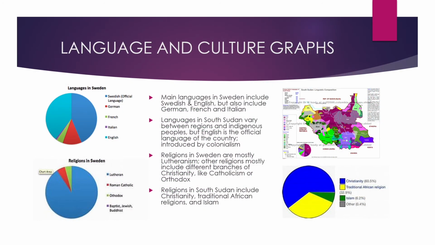In Sweden, main languages include Swedish and English, but also include German, French, and Italian. Languages in South Sudan vary between regions and the indigenous people inhabiting the land, but English is the official language of the country, government-wide. Religions in Sweden mostly make up Lutheranism, a division of Christianity. Other religions include different branches of Christianity, such as Catholicism or Orthodox. Religions in South Sudan also vary, including Christianity, traditional African religions between communities and tribes, and Islam.